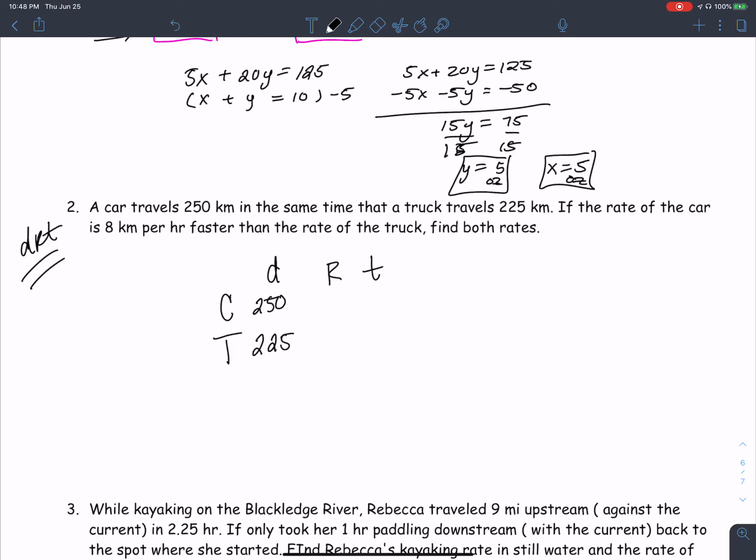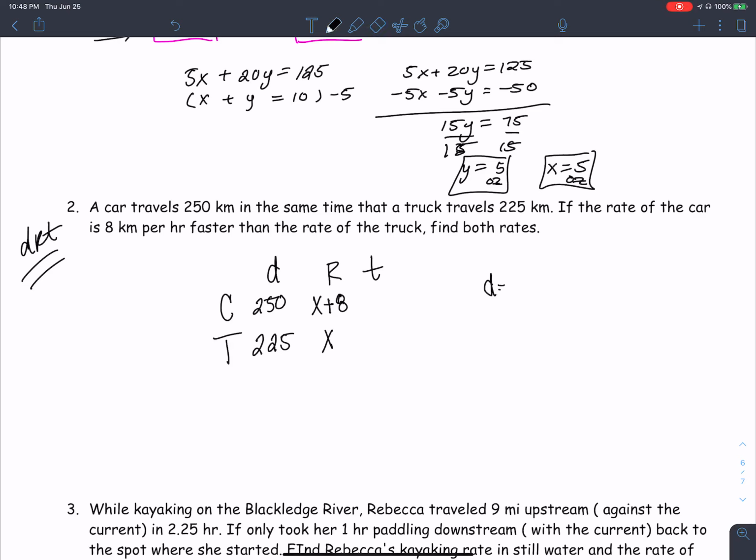If the rate of the car is 8 kilometers faster than the truck, how fast are they traveling? So they had the same time. So these are equal, right? So whatever is the same is what we keep blank, okay?